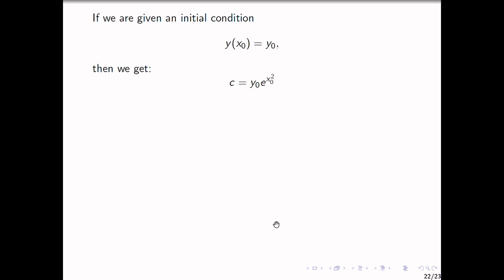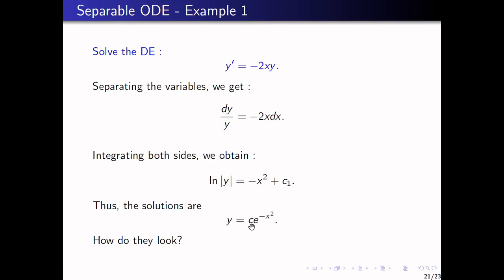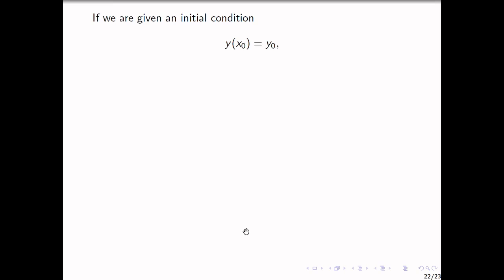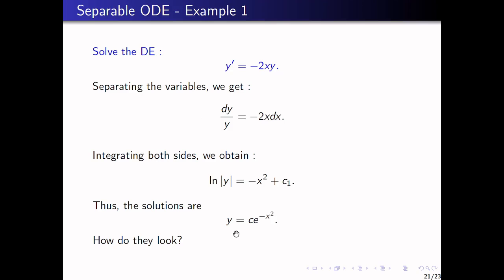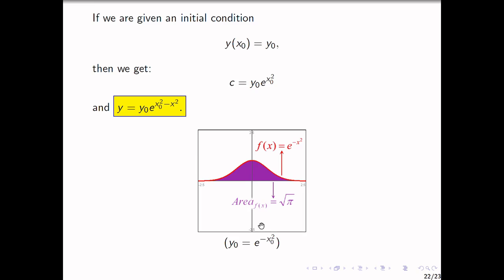So if we take the e raised to minus x0 square to the other side, we get c is equal to y0 times e raised to x0 square. So we have determined the value of c in terms of the given initial condition y0 and x0. So we substitute this value of c back in the given solution here. So this will be y is equal to y0 e raised to x0 square times e raised to minus x square. So in total the solution will be y is equal to y0 e raised to x0 square minus x square.